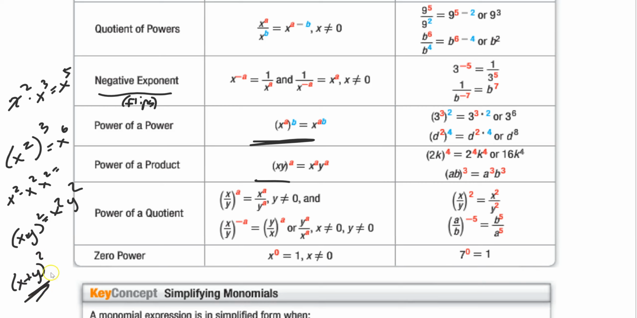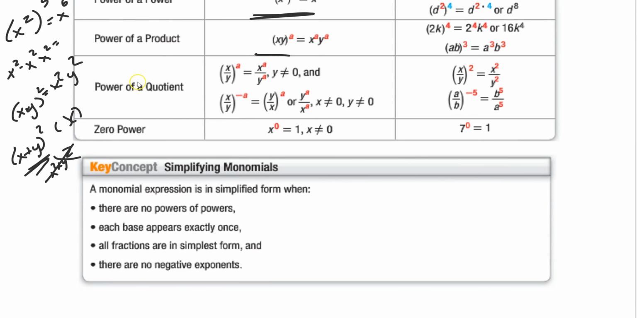You can't do anything. Can't cancel out, can't make it look like this. It's not x squared plus y squared. This is wrong. You have to actually multiply it out. So you can distribute as long as there's not a plus or minus. And same thing with power over quotient. You could distribute it as long as it's not a plus or minus in between. And then there's 0 power. Anything to the 0 power except for 0 is 1.